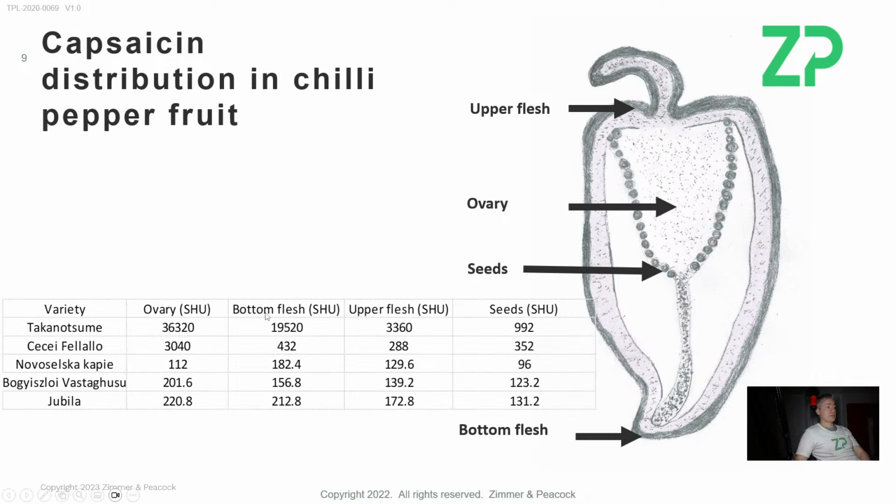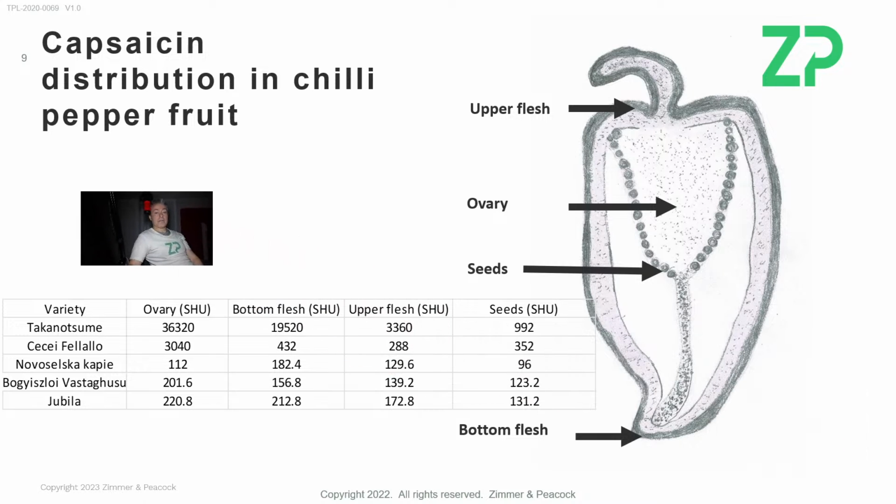So if you look at these, there are 1, 2, 3, 4, 5 varieties here. If you look at the capsaicin in terms of Scoville heat units, what you find is that most of the heat is actually in the ovaries, followed by the bottom flesh, then the upper flesh, and the seeds being the least.